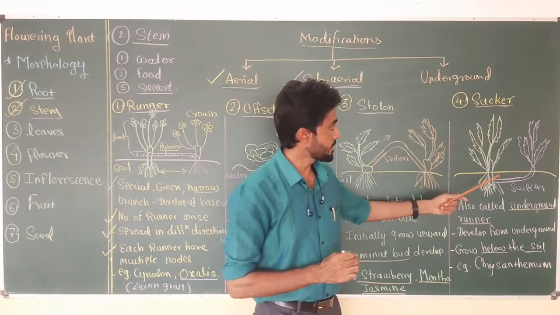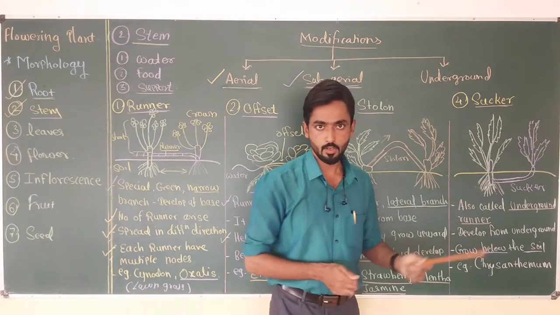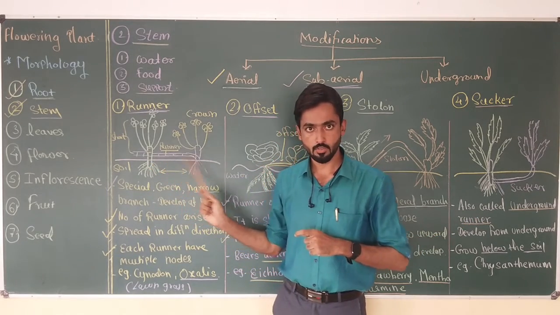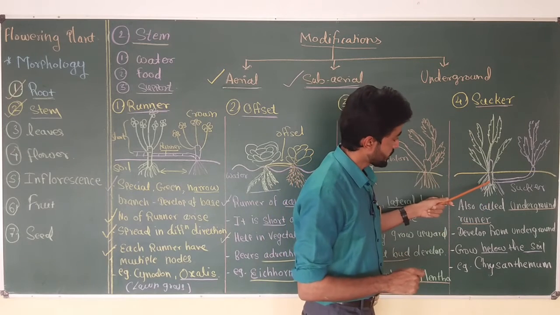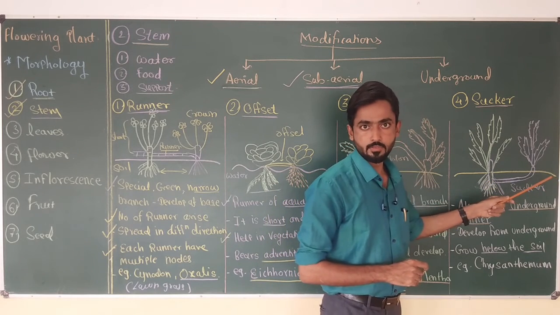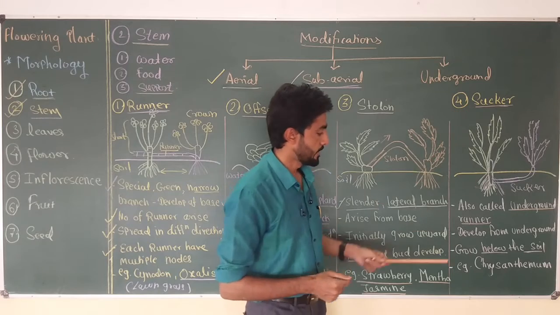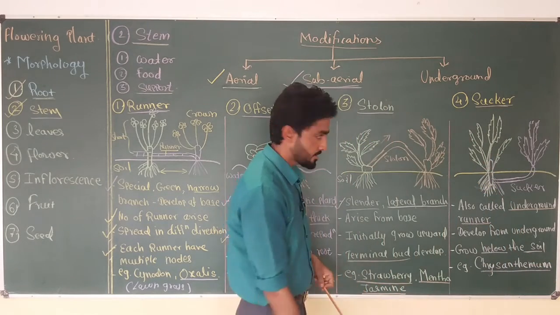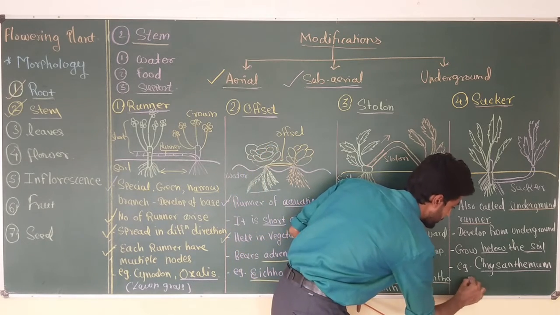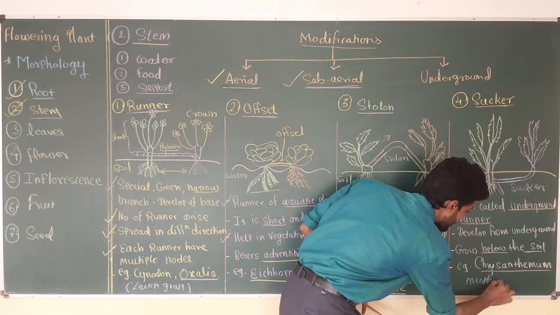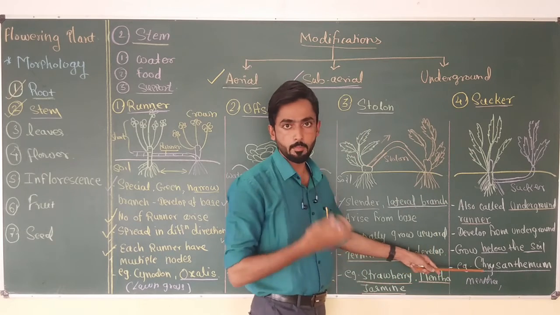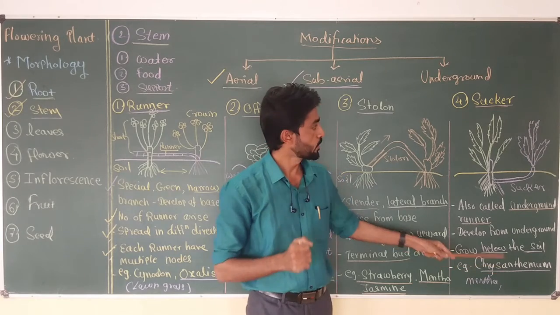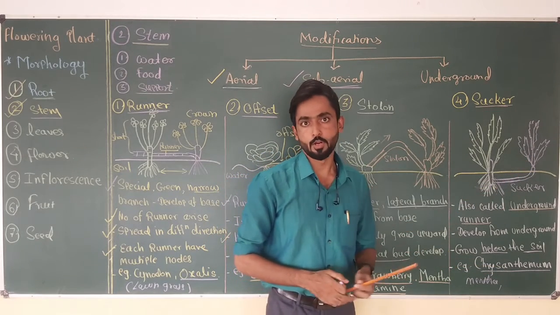So this is the major difference between the underground runner or sucker and the normal runner. A normal runner spreads on the ground surface, while a sucker actually spreads below the ground surface. A well-known example of the sucker is chrysanthemum. Another example of the sucker is mentha. It also includes bamboo, banana, and pineapple. All these plants show the sucker type of stem modification.